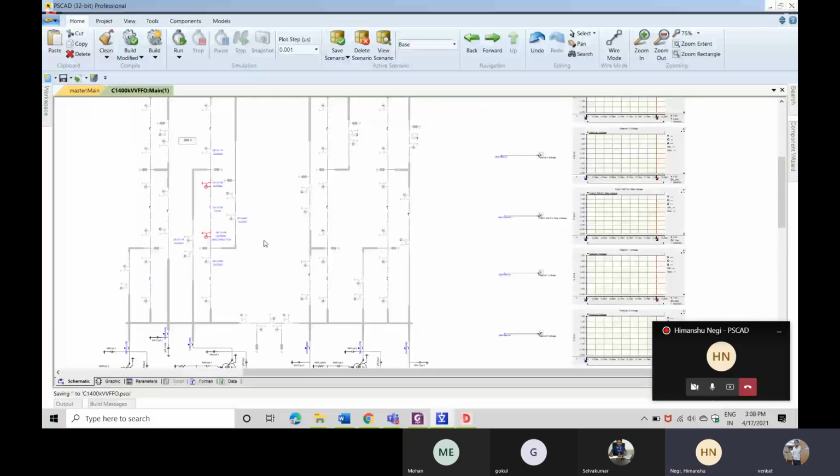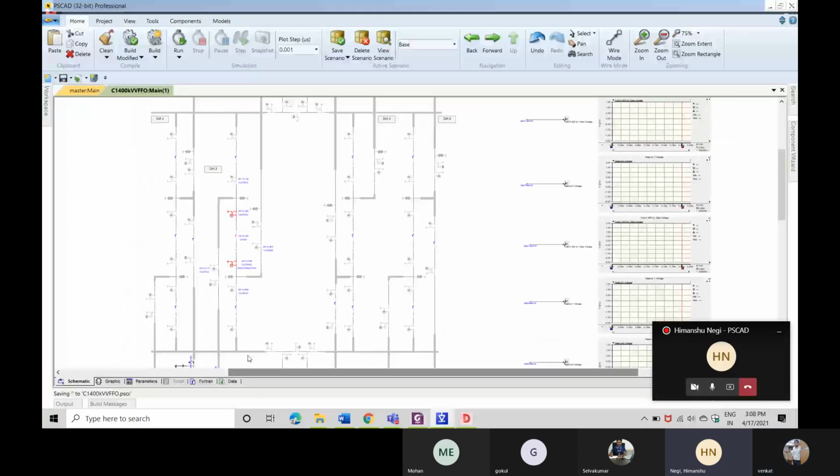This is the same diagram as the one we used for lightning. Apart from lightning, the same can be used. Is the VFTO study included in this one? It is the same diagram which we have used for the lightning purpose, lightning voltage studies. Okay, for lightning and VFTO, the model remains the same.